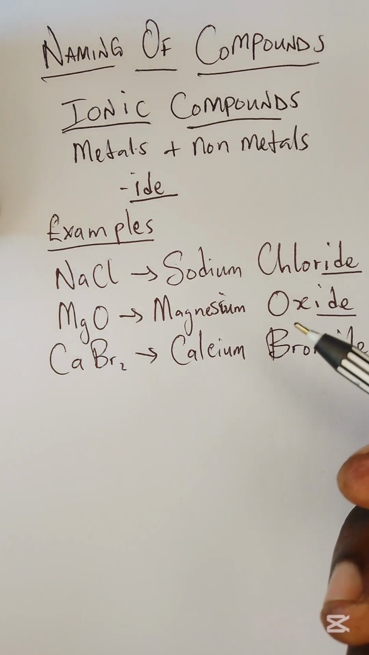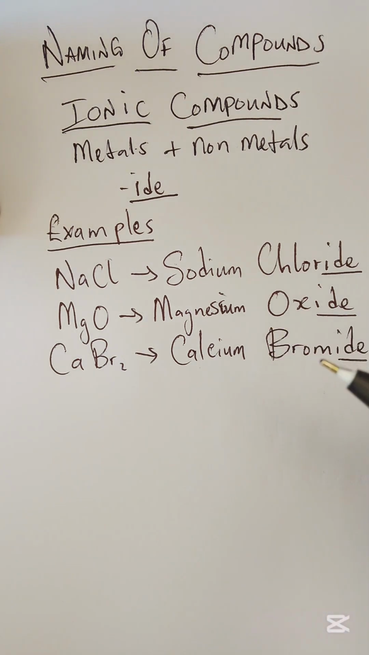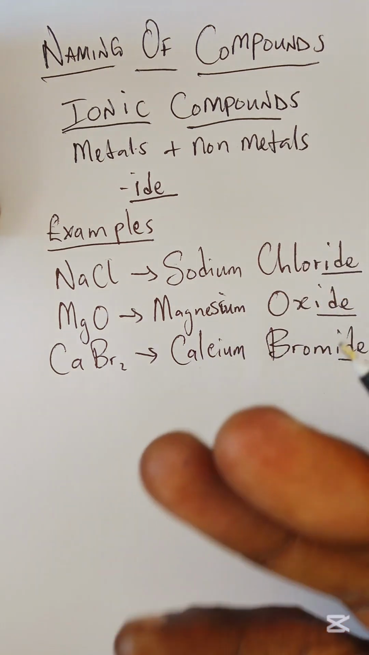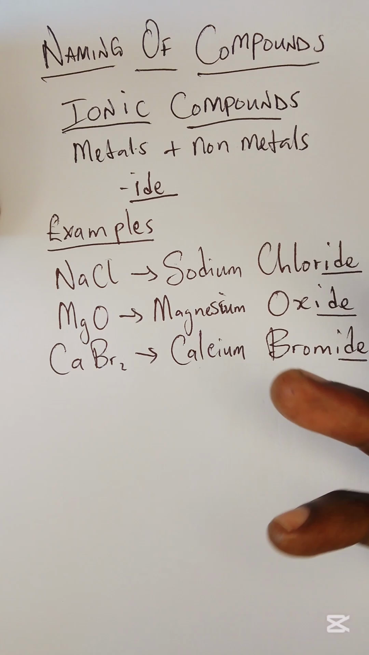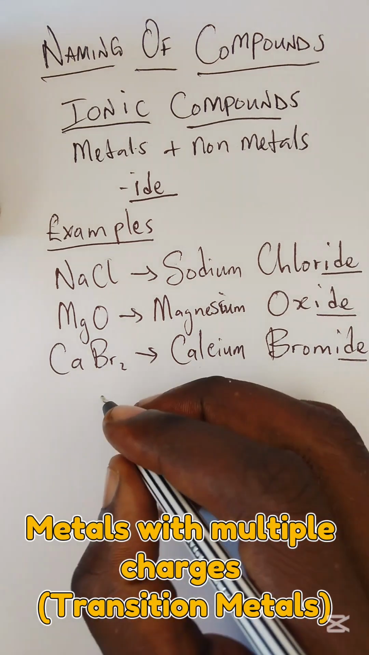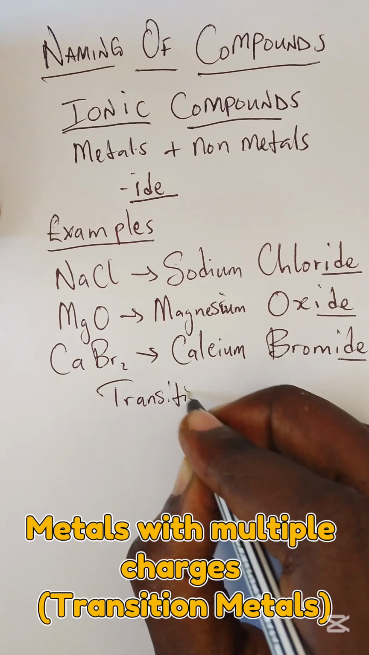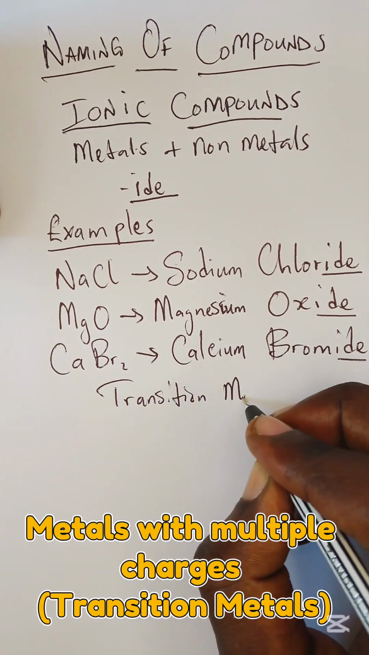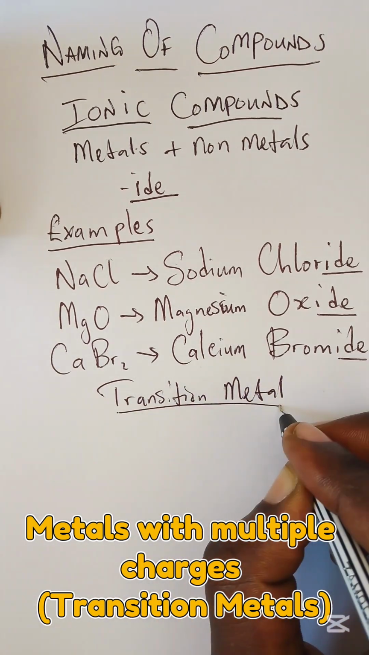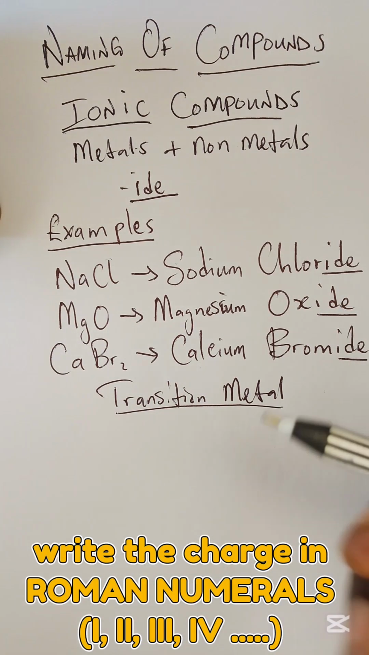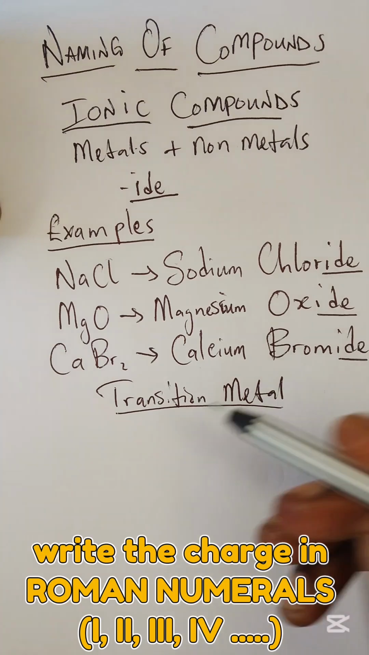But there are some metals which have multiple charges. How do we deal with those ones, which are called transition metals? Transition metals have multiple charges. So you write the charge in Roman numerals.